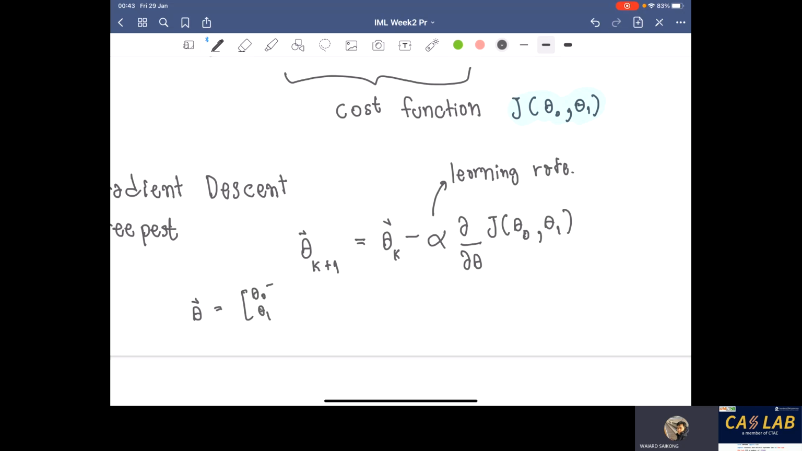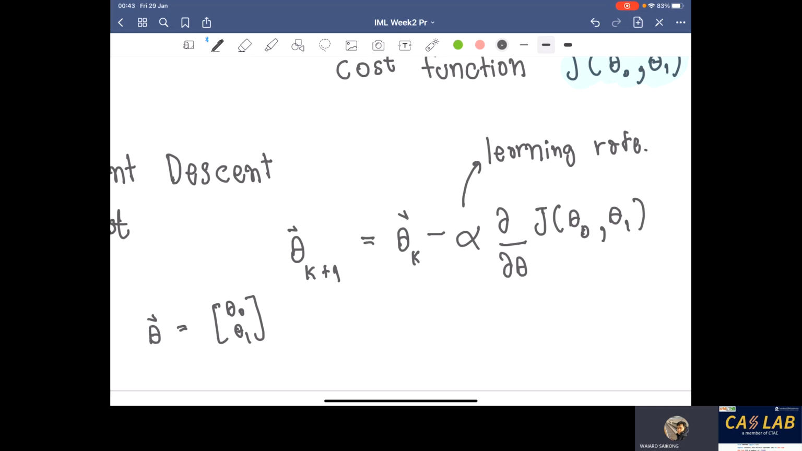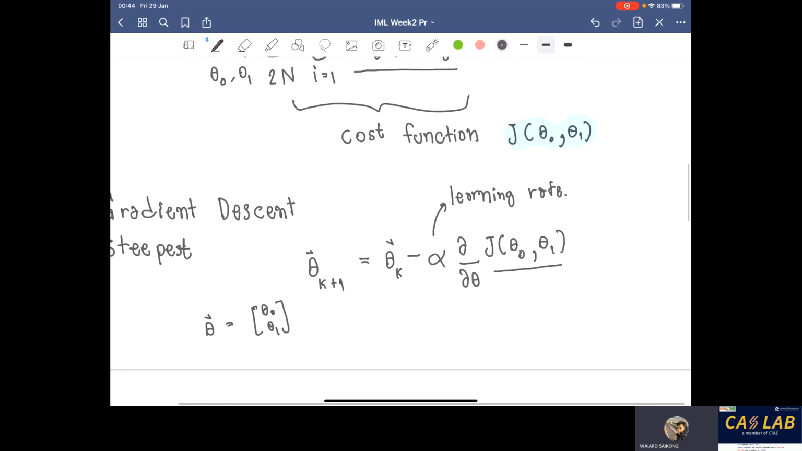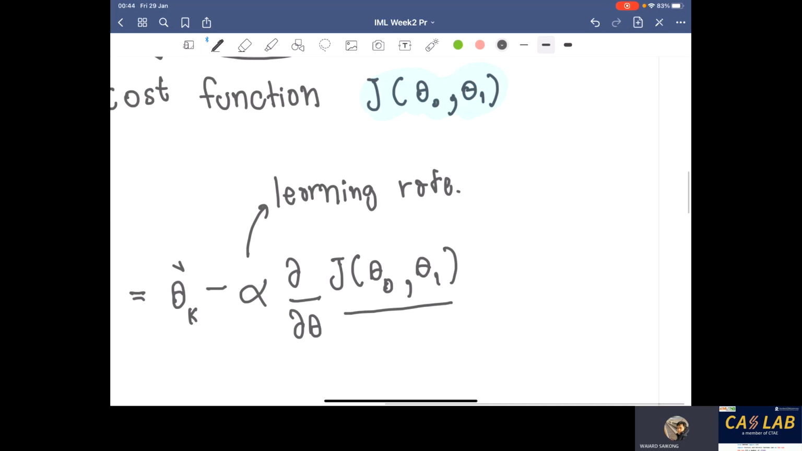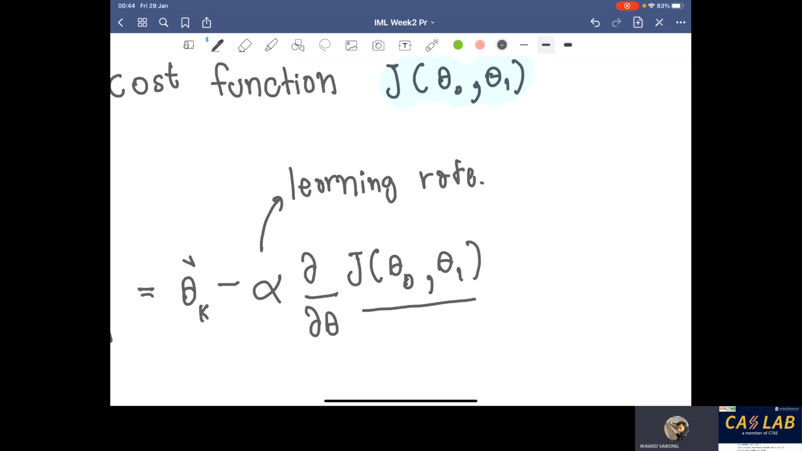So theta 0 and theta 1. If we do the iterative calculation, the theta will minimize our cost function. When we take the differentiation like this, that's the point. We try to find the lowest point of the cost function, or the minimum of the cost function.